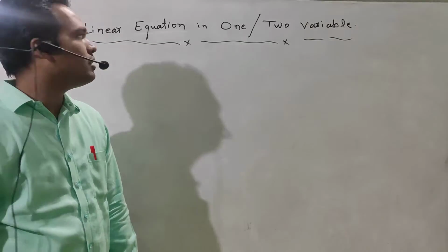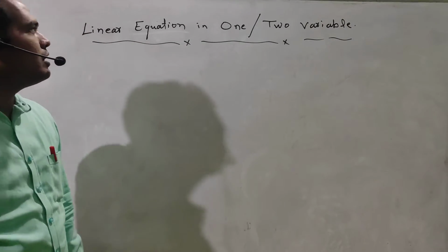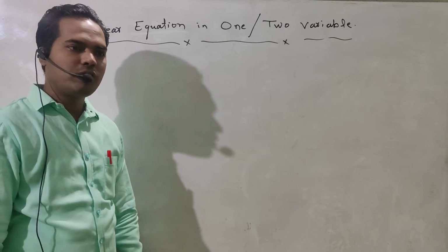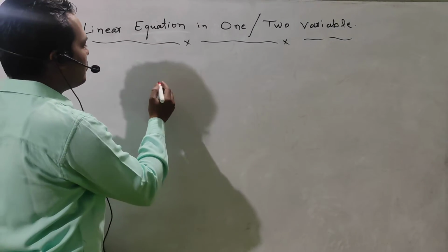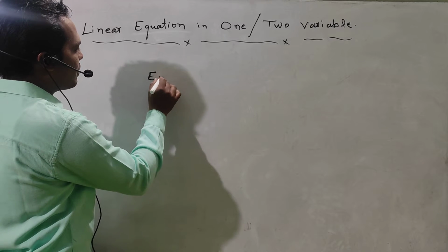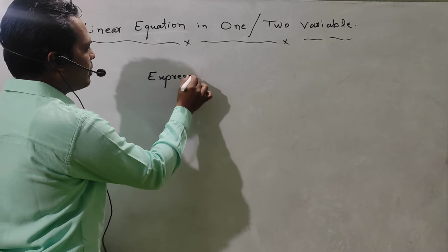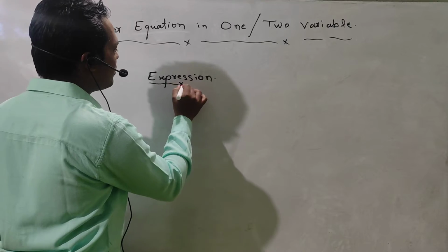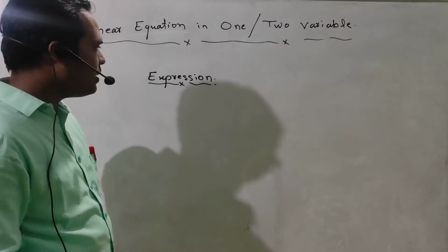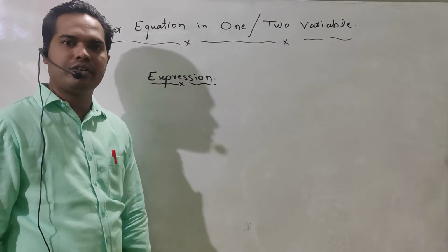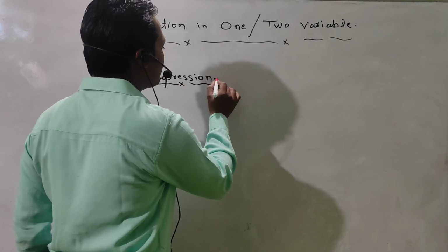So today we will learn about linear equation in one or two variables. Before starting the linear equation, we'll just see what is meant by an expression. An expression is nothing but a mathematical or algebraic term which has a degree as a positive integer.